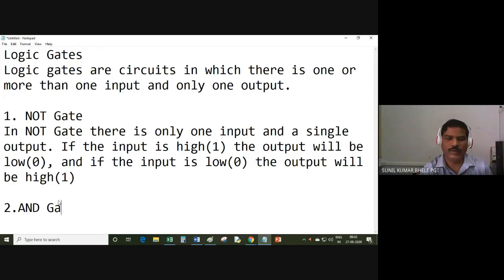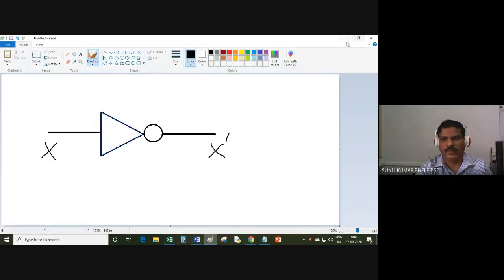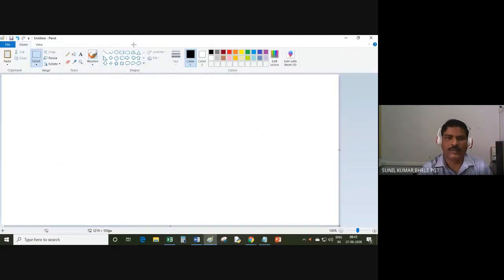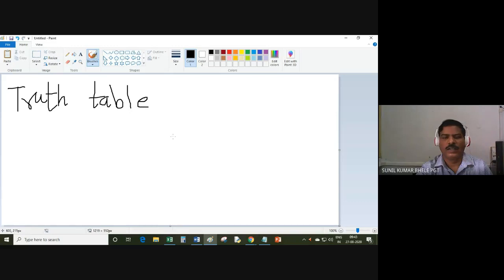But before writing about the AND gate, please draw the truth table of this NOT gate also. Truth table. You know that a truth table has all the possible combinations and the input and output values. So if the input is denoted by X, then the output is denoted by X complement.